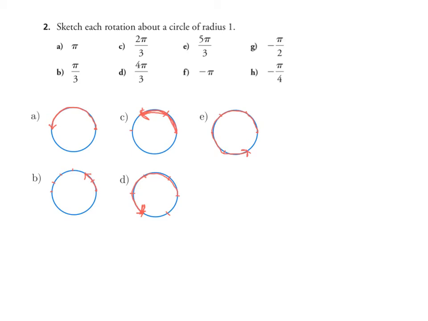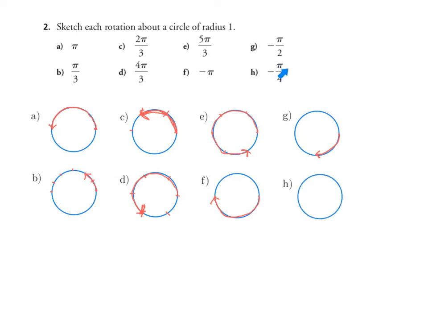Let's do part F. Negative pi. Okay, so that just means we're going to go in the opposite direction. And since a whole circle will be 2 pi, halfway around is pi. Okay, part G, negative pi by 2, so half of pi. And so we are going negative, and halfway to the other side is negative pi by 2.